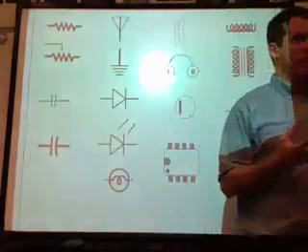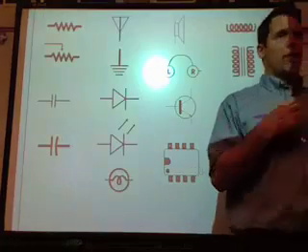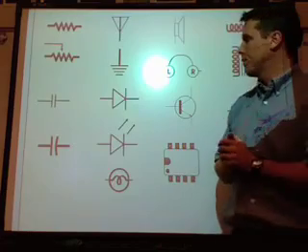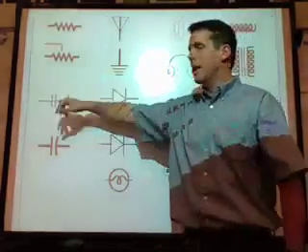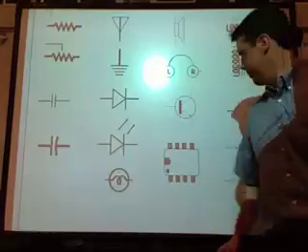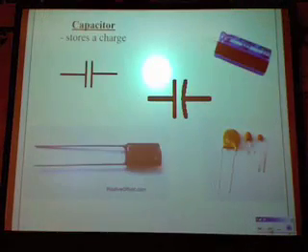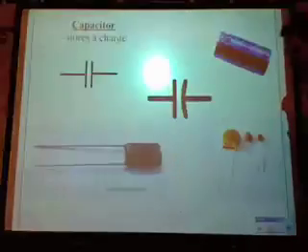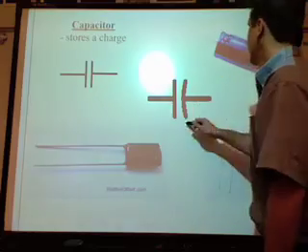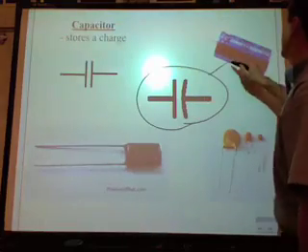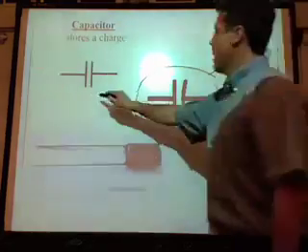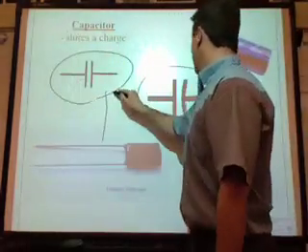It's not a battery. A battery is an electron pump. It gets electricity to flow, creates the flow. This doesn't create the flow. Instead, it stores a charge. A capacitor stores a charge. And I've shown you two slightly different symbols. This one here goes with this type of capacitor, and this one here goes with these types.